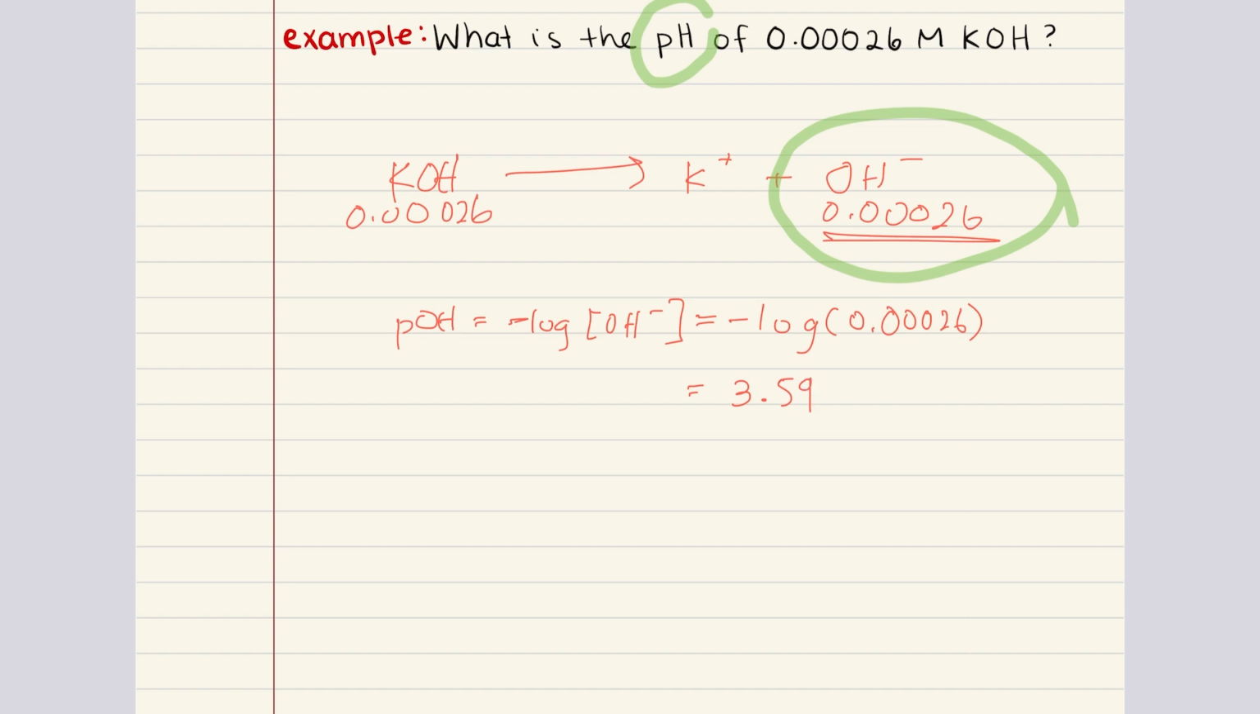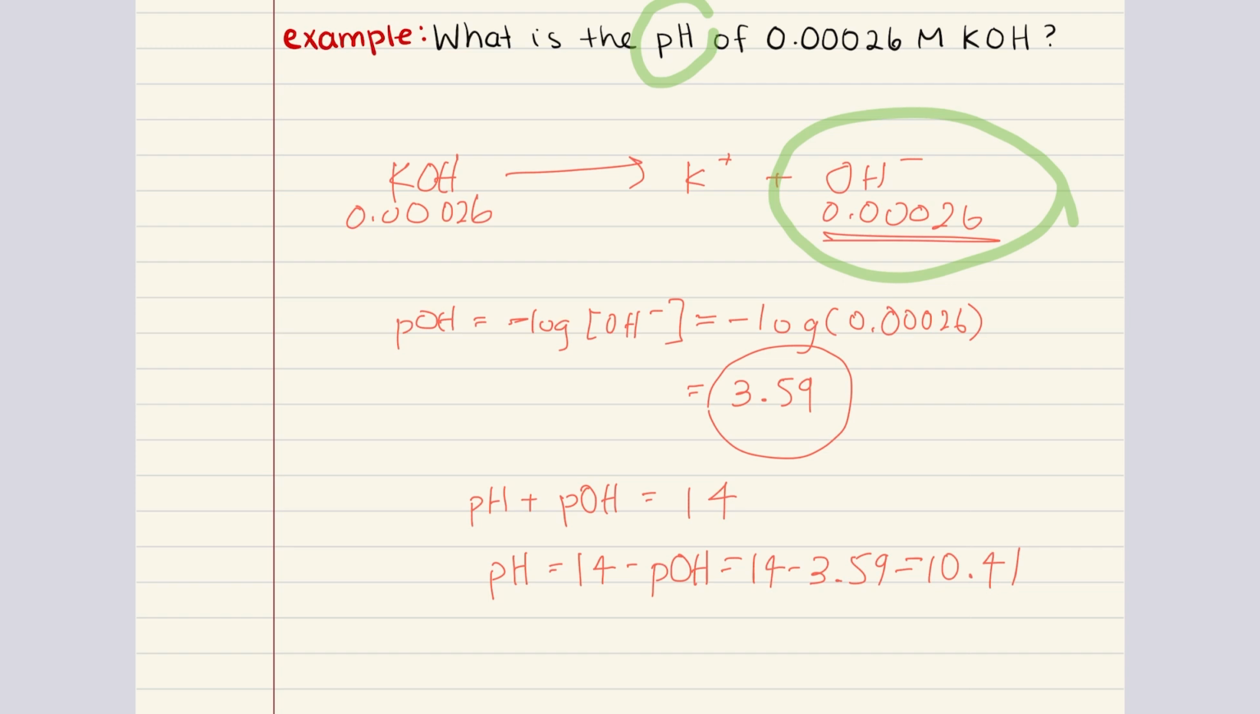Now that we know the pOH, we can figure out the pH because pH plus pOH is equal to 14. And if we were to isolate this pH variable, that would give us 14 minus pOH. That's equal to 14 minus 3.59. And that is equal to 10.41. So the pH is 10.41. That makes sense because we are dealing with a basic solution.